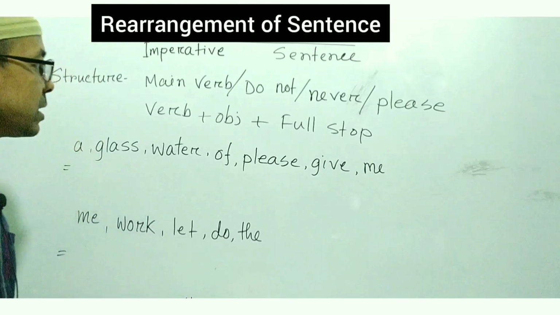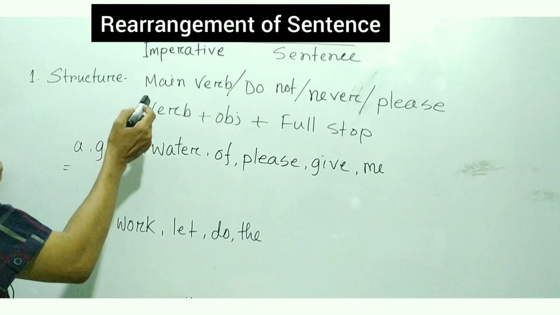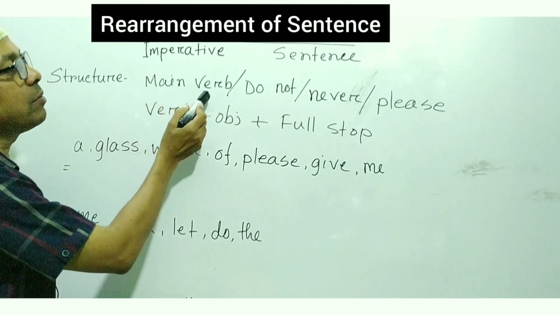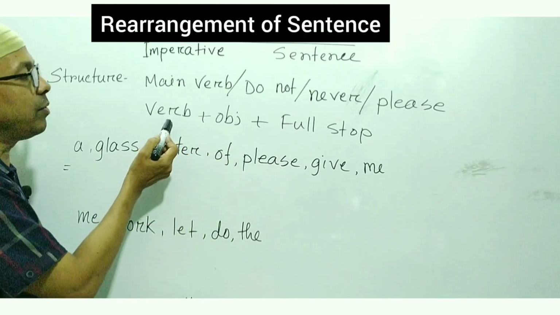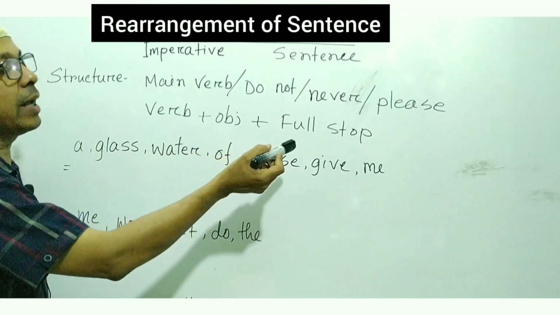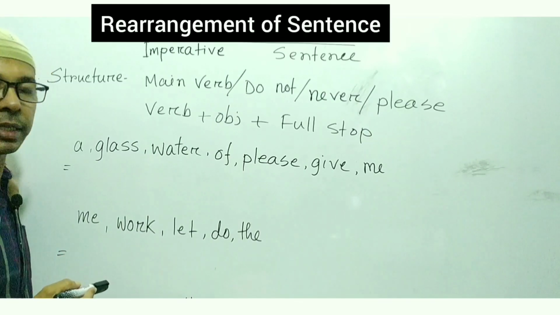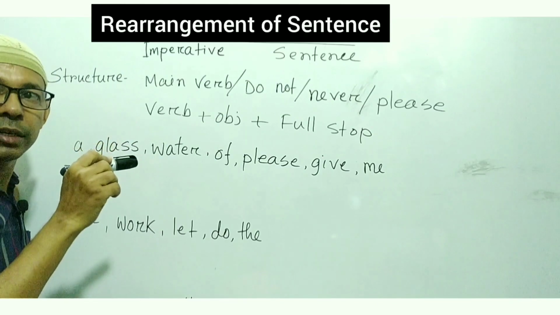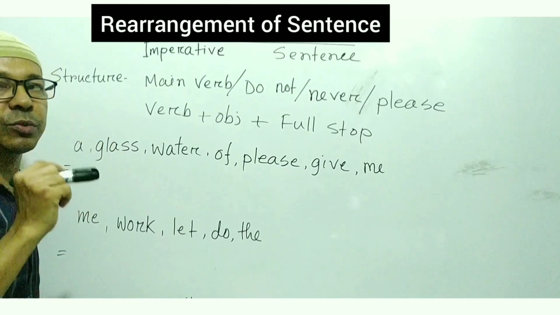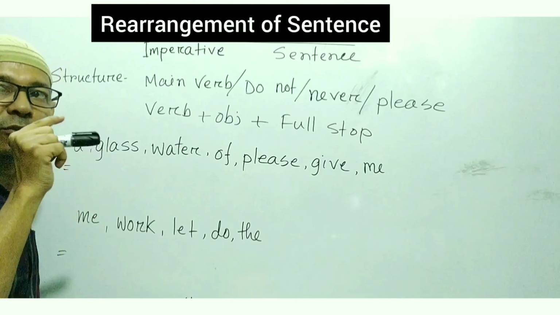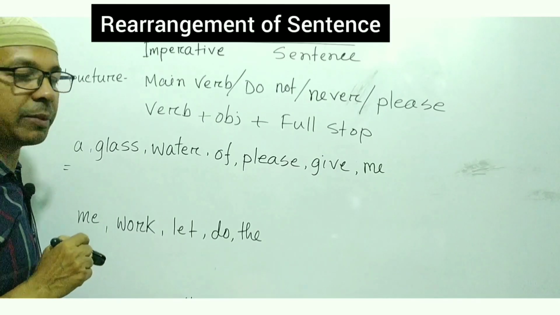So my dear student, the structure of an imperative sentence is like this. At first the main verb, do not, never, please, or verb, object, or at last a full stop. You have to remember that in an imperative sentence a full stop should be given at last. In an interrogative sentence a question mark should be given. In an assertive sentence a full stop should be given at last. So you have to remember.